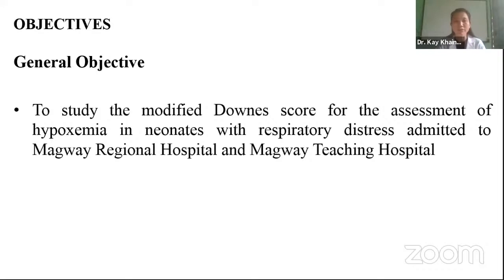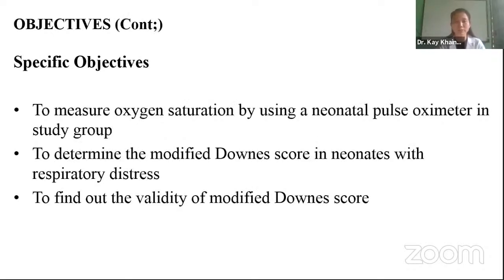Objective. General objective: to study the modified Downe score for the assessment of hypoxemia in neonates with respiratory distress at Mugui Teaching Hospital and Mugui Regional Hospital. Specific objectives: to measure oxygen saturation by using a neonatal pulse oximeter in the study group, to determine the modified Downe score in neonates with respiratory distress, and to find out the validity of the modified Downe score.